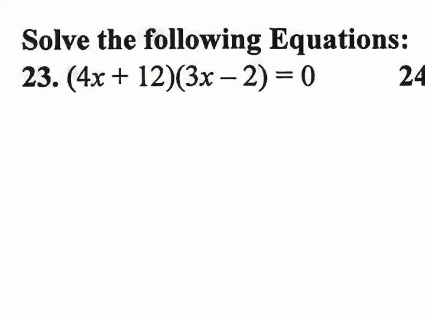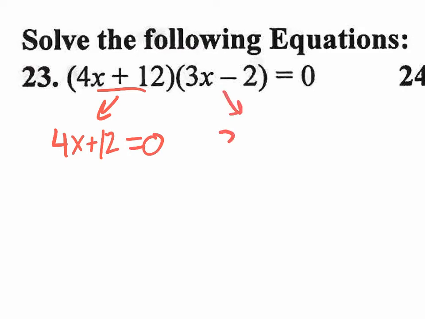Jumping to number 23. So on this final section, it says solve the following equations. And we need to remember the zero product property. If you do have something times something equals 0, then that first something could be 0 or the second something could be 0. So that's exactly what we do. We split them. We take the 4x plus 12 and set it equal to 0. Take the 3x minus 2 and set it equal to 0. Then you solve each of them.